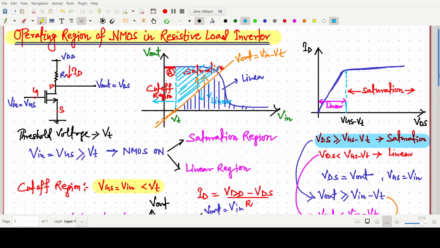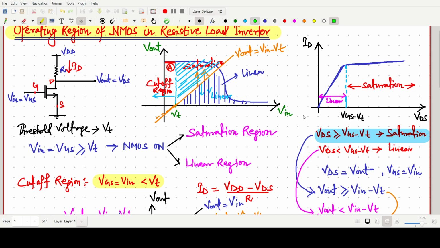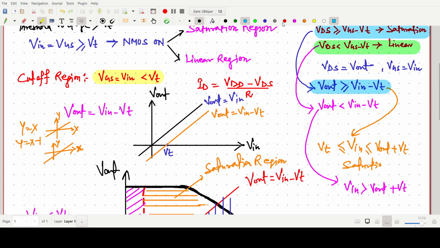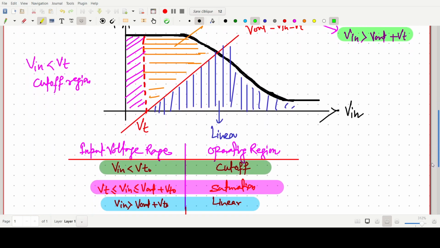The VDS characteristics of NMOS, for saturation and linear: for saturation, instead of VDS we write V output, and instead of VGS we write V in. Then everything will be the same. For the linear case, VDS will be written as V output. The same saturation expression can be written in terms of V in, but we include Vt here, because V in lies between Vt and V out plus Vt. And for linear, this should be the expression.